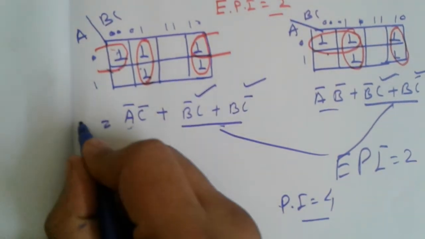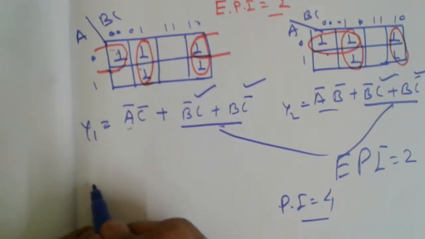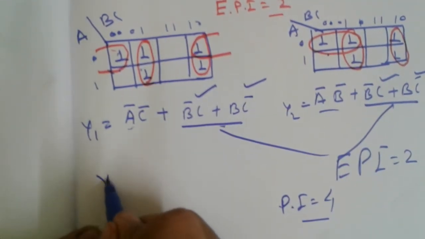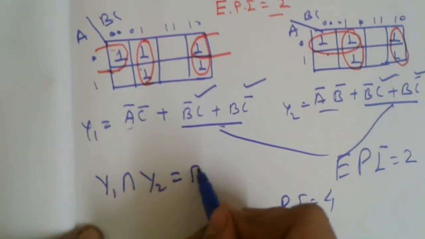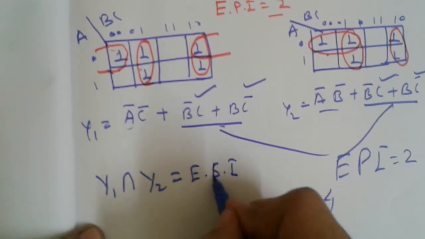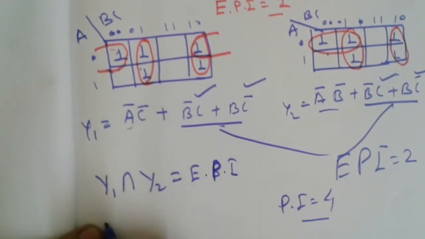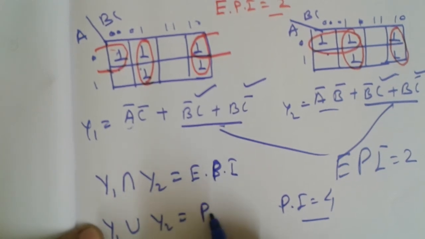This is suppose y1, this is y2, so we can generalize: y1 intersection y2 will give the essential prime implicants, and y1 union y2 will give the prime implicants.